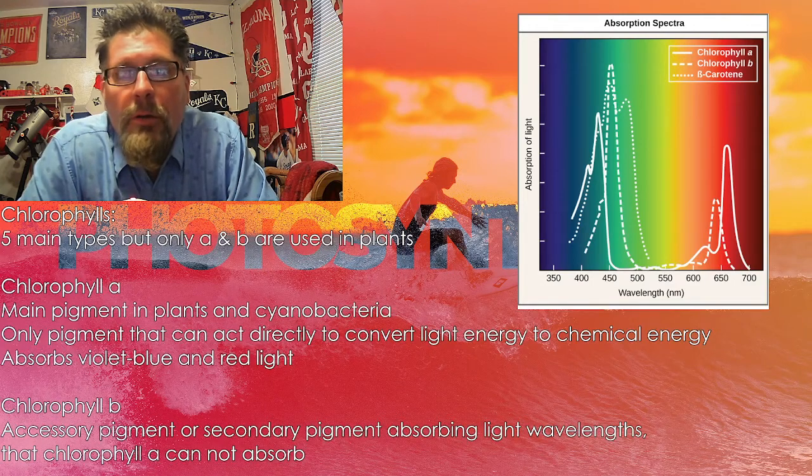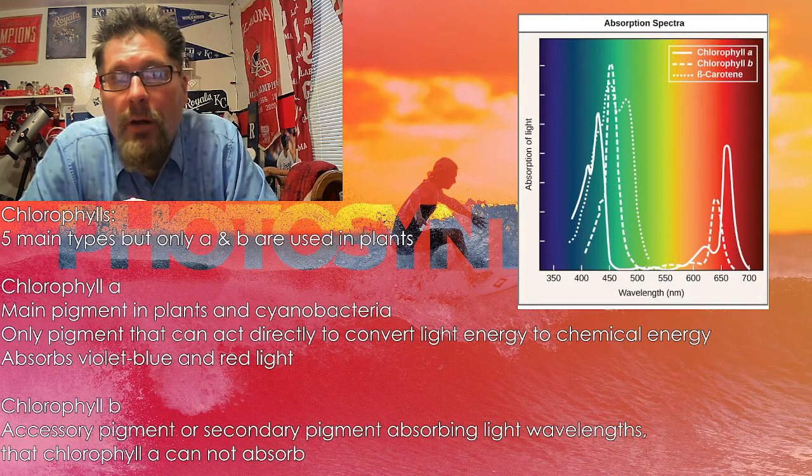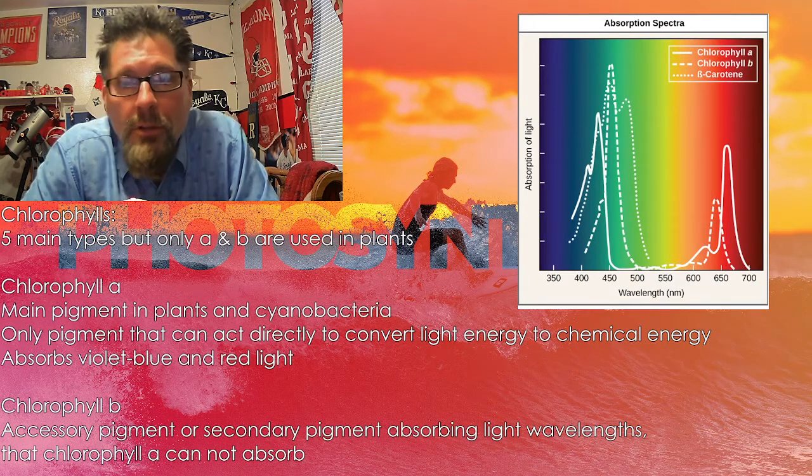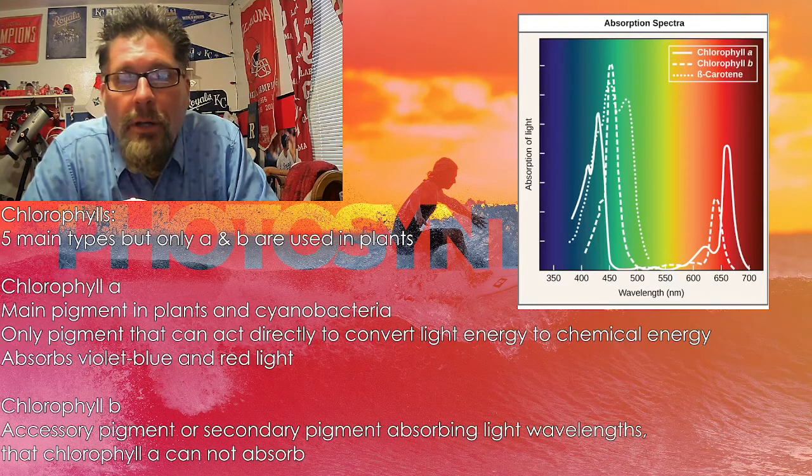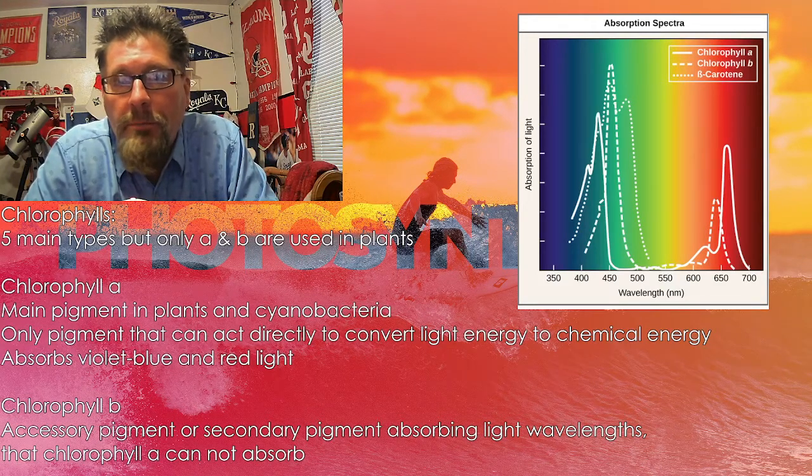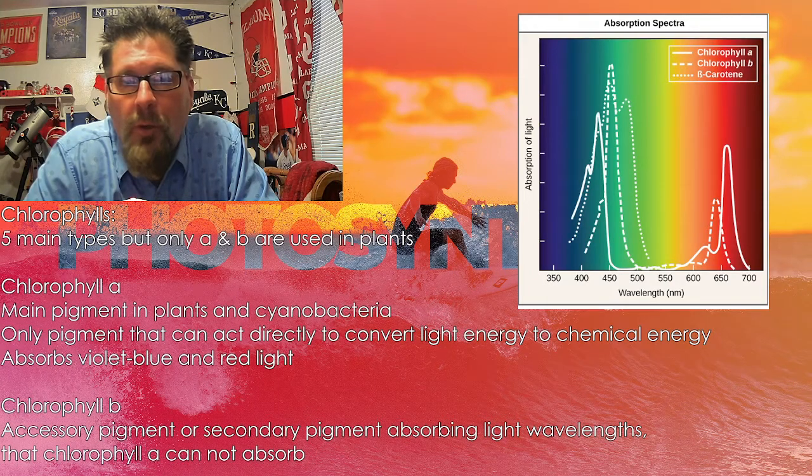Now when we're talking about the pigments that are involved in photosynthesis, again we want to remind you that for chlorophylls there are many types, but only A and B are used in plants. Again, that's the diagram that we saw in the last video of the absorption spectrum, the absorption range for chlorophyll A, chlorophyll B, and the beta carotene.